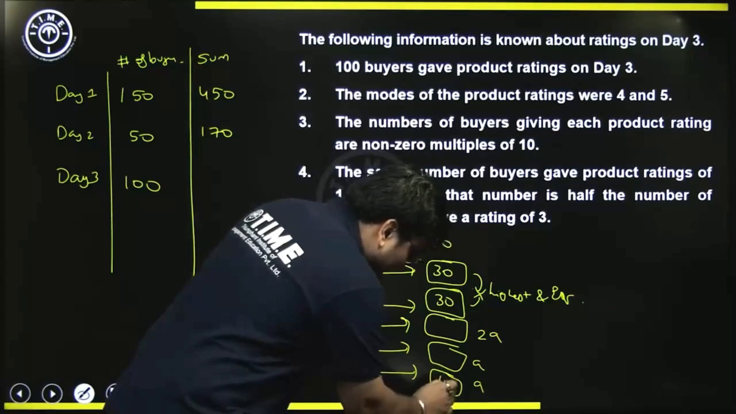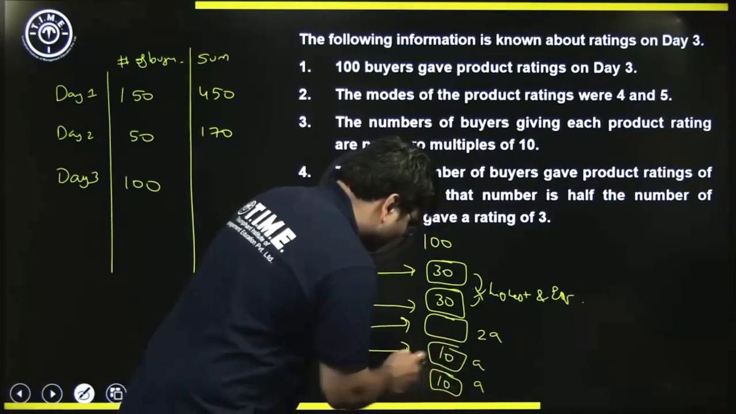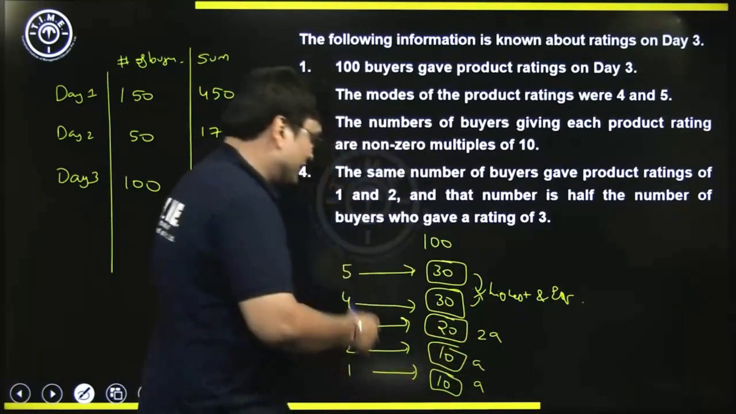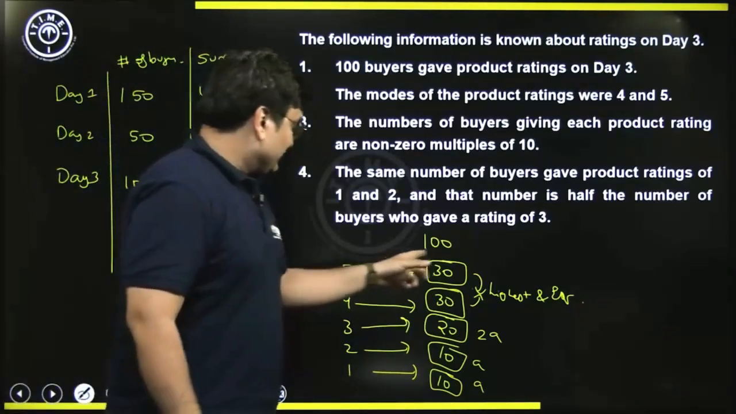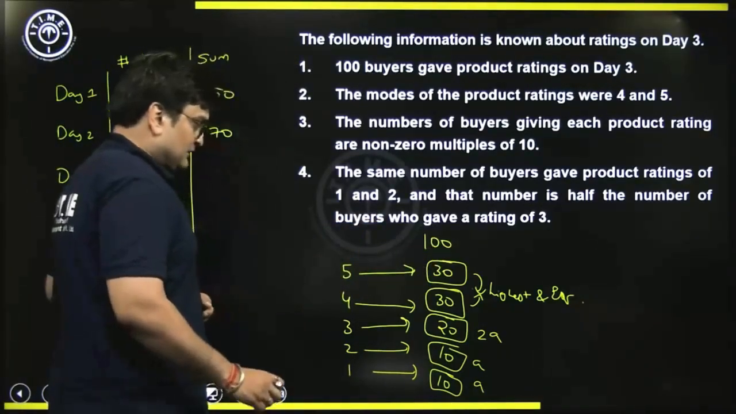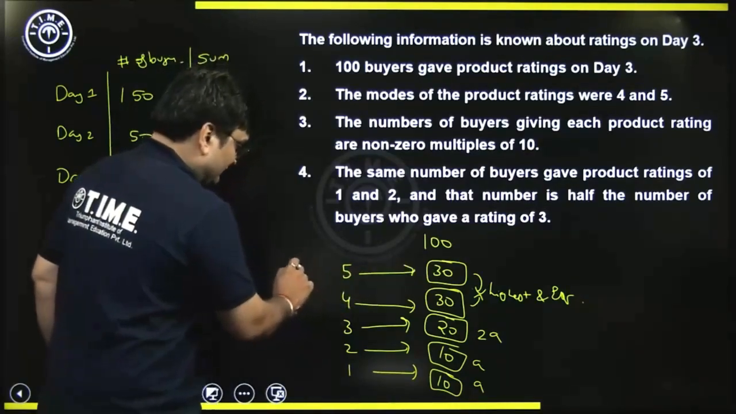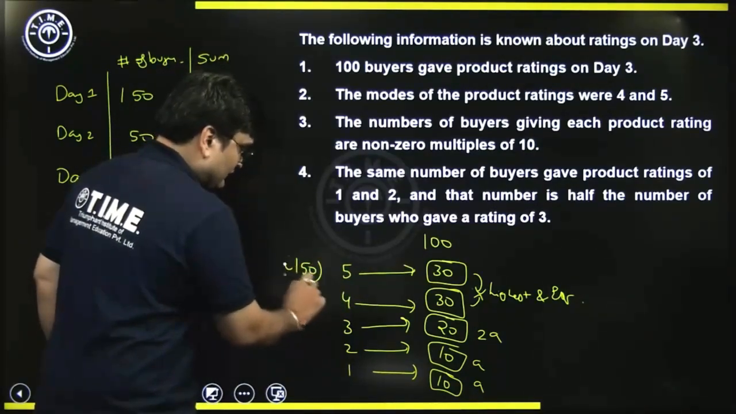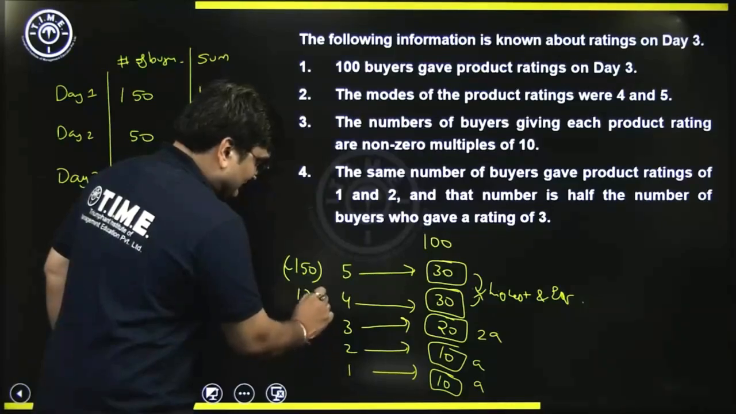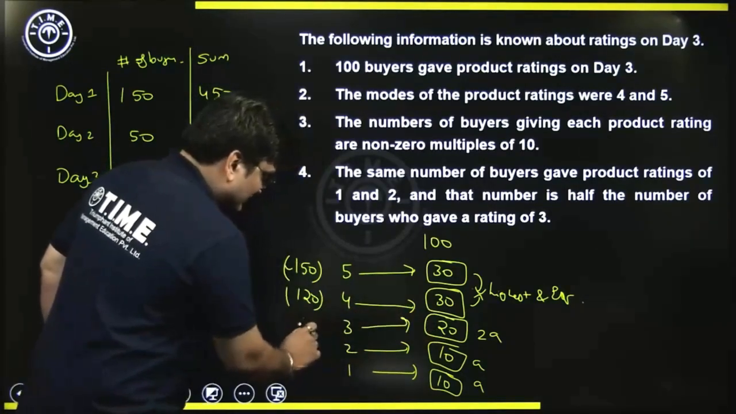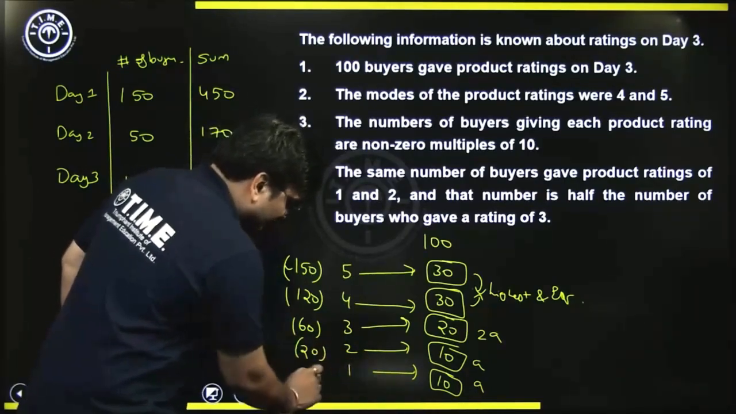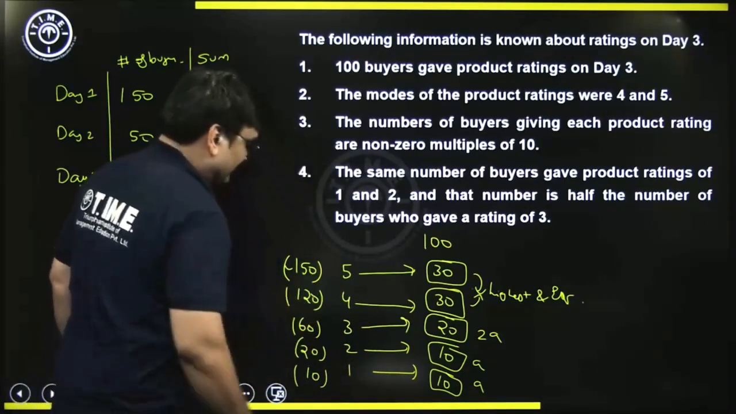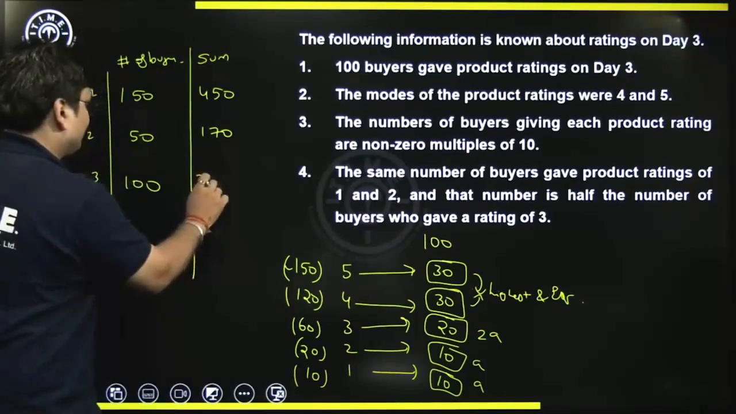So this will be 10 buyers who gave 1 rating, 10 buyers who gave 2 rating, 20 buyers who gave rating of 3. So that means what is the sum of ratings here for third day? It will be 5 into 30, 150, 4 into 30, 120, 3 into 20, 60, 2 into 10, 20, 1 into 10, 10, 90, 210, 360 is the sum.